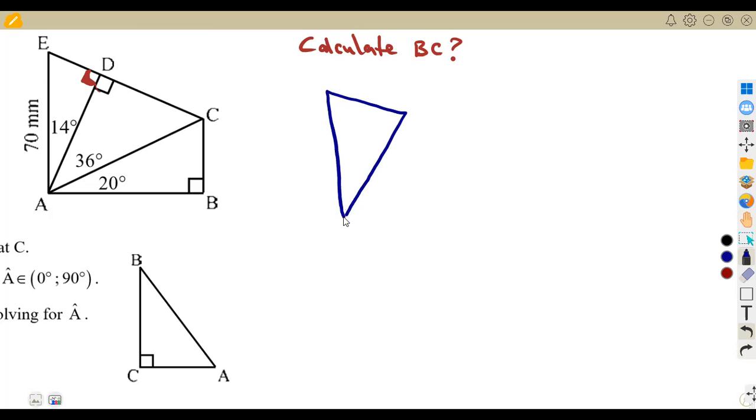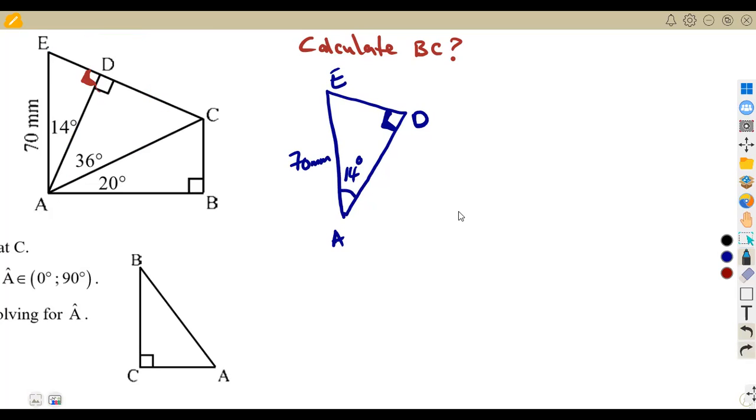This is our right angle triangle from A to D to E. We said it's right angled here, there's a 90 degrees there. We are given 70 millimeters here, and this is 14 degrees. So if we consider that triangle, we can calculate this side AD. We cannot think about ED, because look at where ED is, guys. It cannot even help us to find this side.